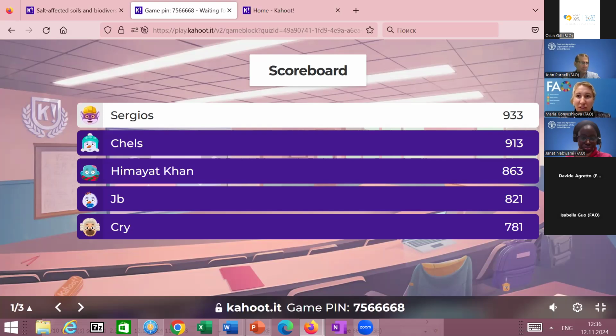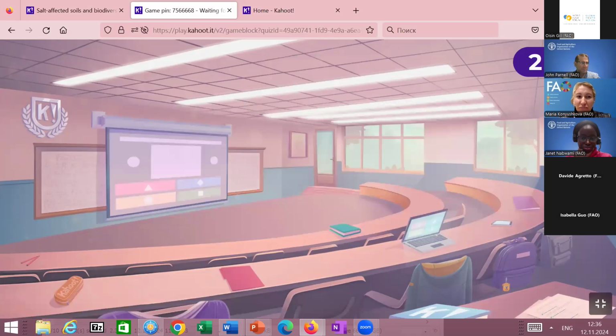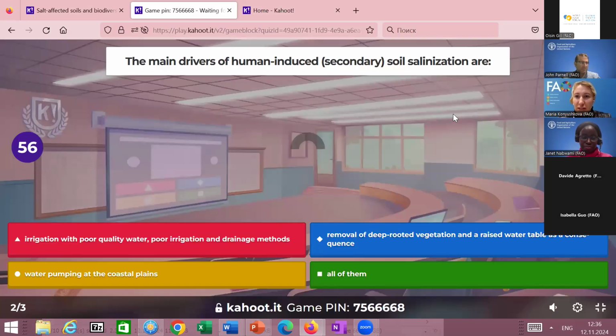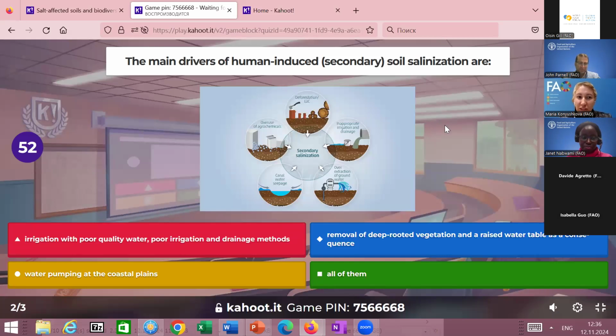Question number 2. The main drivers of human-induced, or another name is secondary, soil salinization are: first, irrigation with poor quality water, poor irrigation and drainage methods, removal of deep-rooted vegetation and the raised water table as a consequence, water pumping at the coastal plains, or all of them. Choose the right color.